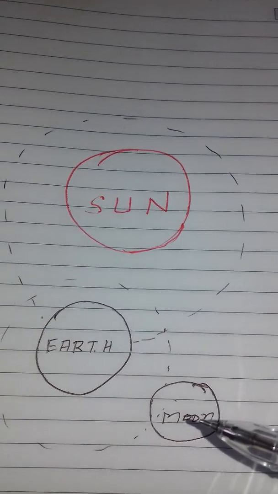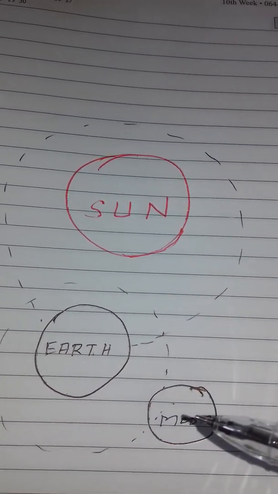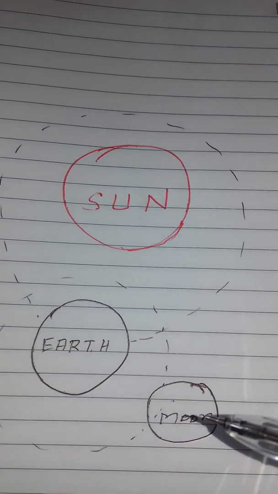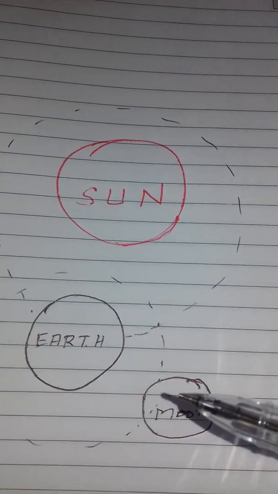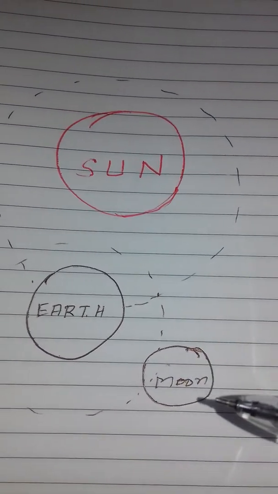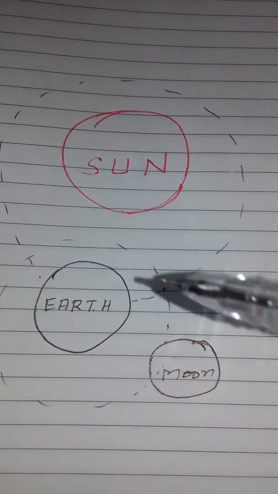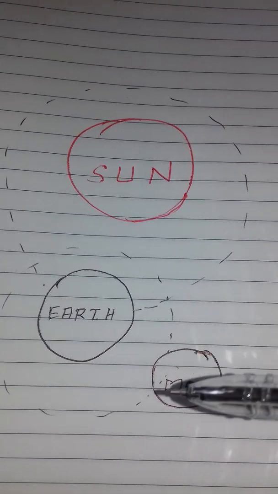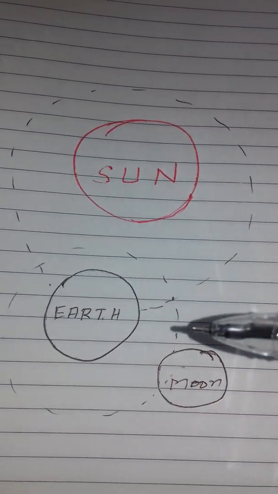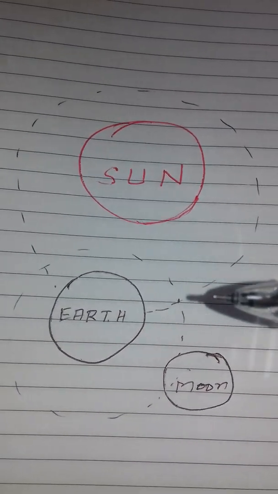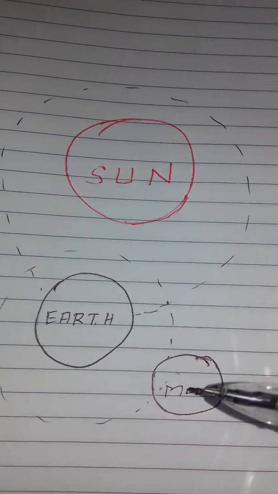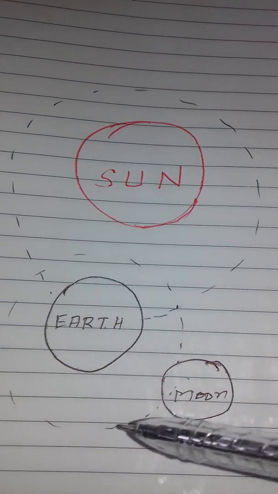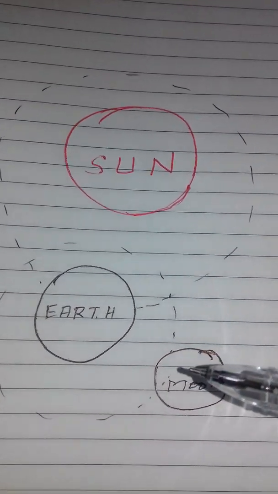And the moon is there. The moon is known as our closest neighbor because the moon is nearer to the earth. The moon is also round in shape like the earth. And the moon is moving around the earth in this way. The earth is moving around the sun, and the moon is moving around the earth.